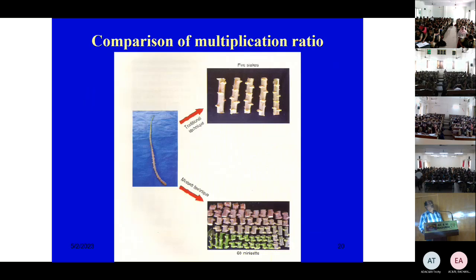So this is the ratio. So for mini set, only two nodal cuttings are best. So it will occupy less area instead of very lengthy cuttings containing almost 5 to 6 buds. So we have to avoid the wastage of planting material.